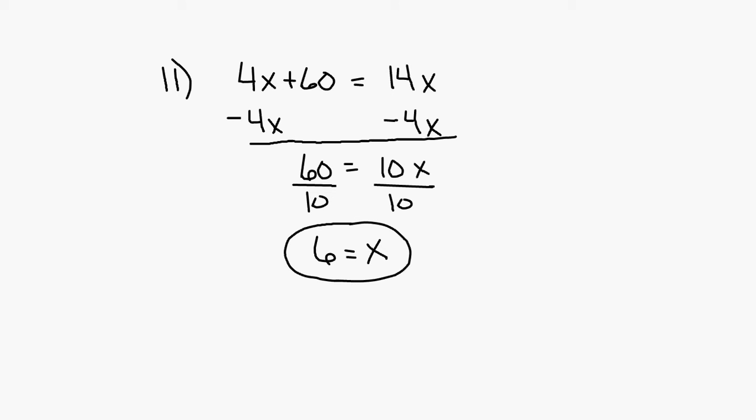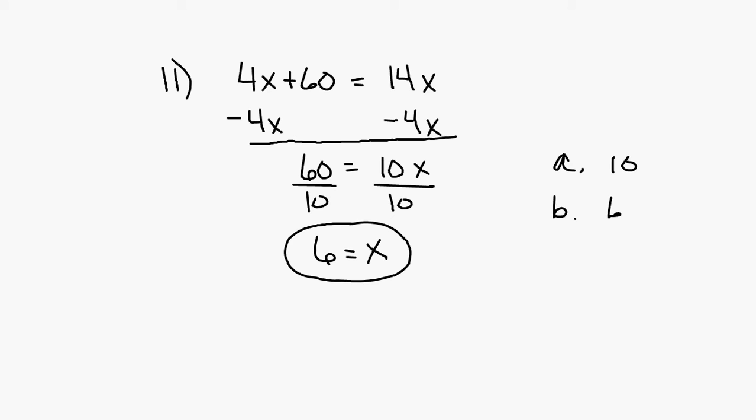All they're asking for is the value of x right there. So 6 is equal to x. Either way is fine. And on a multiple choice quiz, they're probably not even going to put the x there. It's going to be like, A would be 10, B would be 6.